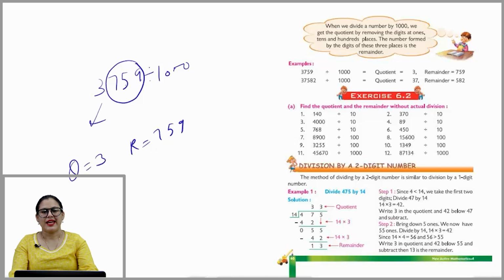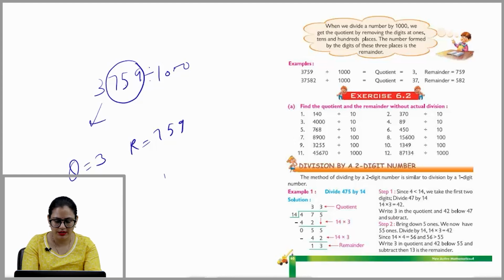Exercise 6.2. Find the quotient and the remainder without actual division. You do not have to do the actual division, you have to tell the quotient and remainder. 140 divided by 10. There is 10, so the remainder is 0 and 14 is the quotient.